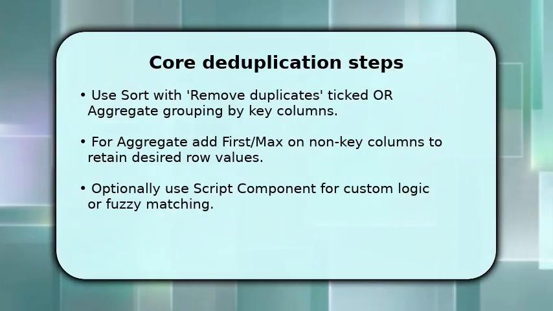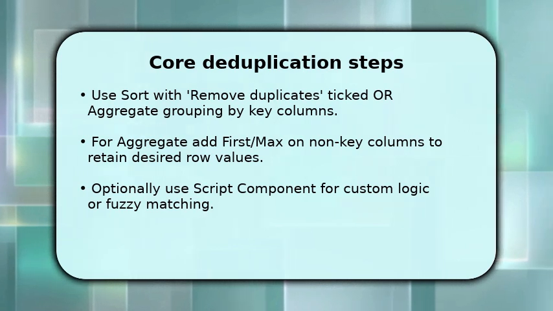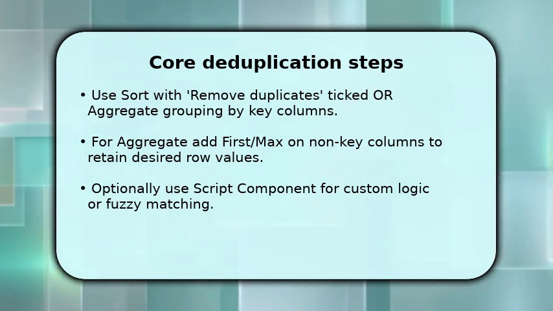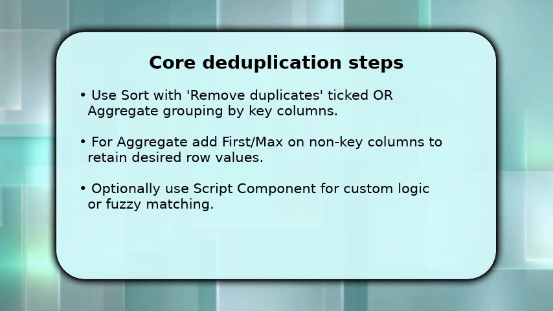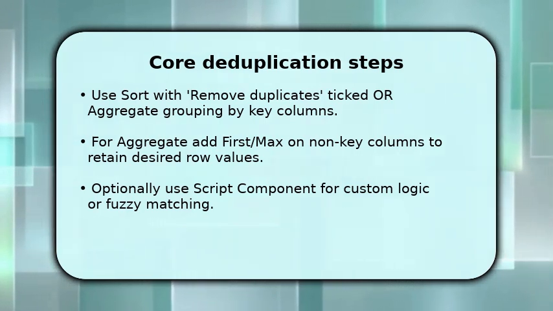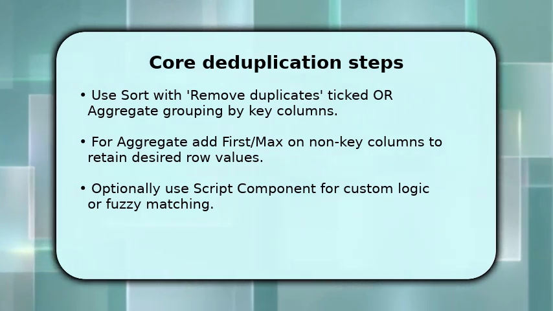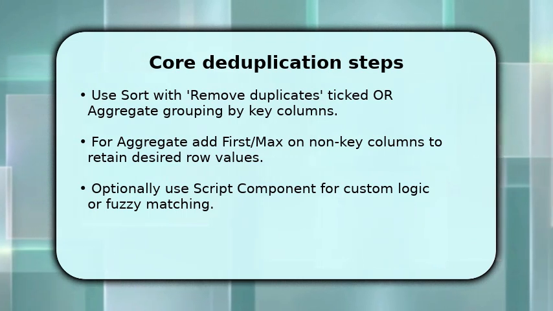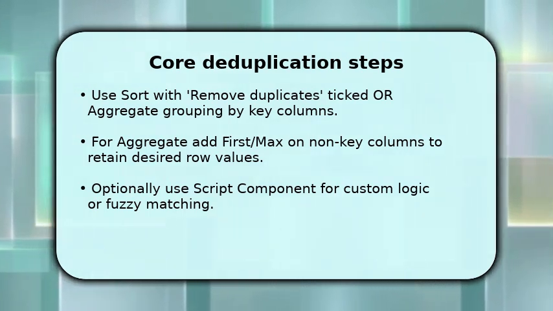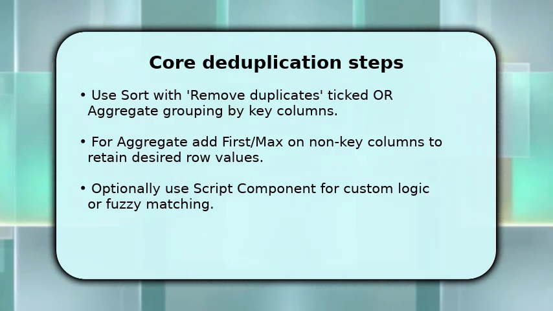Next, choose the transformation based on simplicity and control. Use sort and enable remove duplicates for straightforward column matches because it's fast and visual. If you need to keep specific non-key values, use aggregate and group by your key columns, then select first, max, or other functions to define which row's data survives. Once done, optionally insert a script component to apply custom logic or fuzzy matching when duplicates aren't exact. Make sure buffers and memory settings are adequate for large datasets.